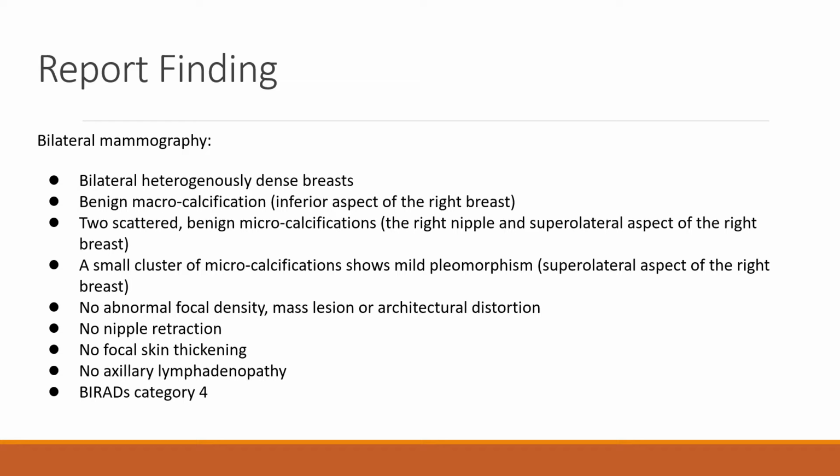Also, a benign macrocalcification is seen at the inferior aspect of the right breast, plus 2 scattered benign microcalcifications located under the right nipple and at the superolateral aspect of the right breast. There are 2 types of breast calcification: macrocalcification and microcalcification. Macrocalcifications look like large white dots on a mammogram and are often dispersed randomly within the breast, usually non-cancerous, and microcalcifications are small calcium deposits that look like white specks on a mammogram.